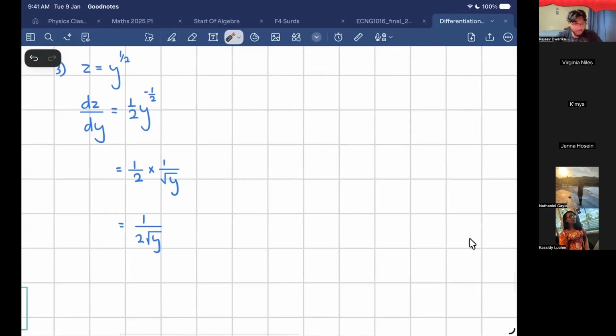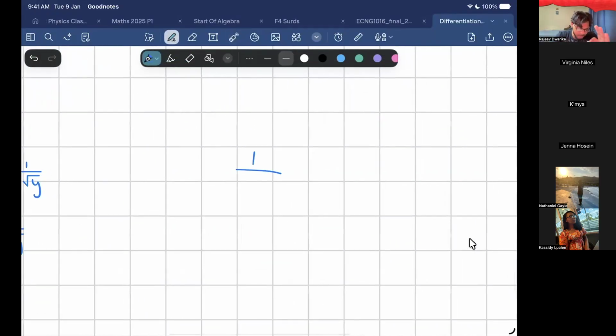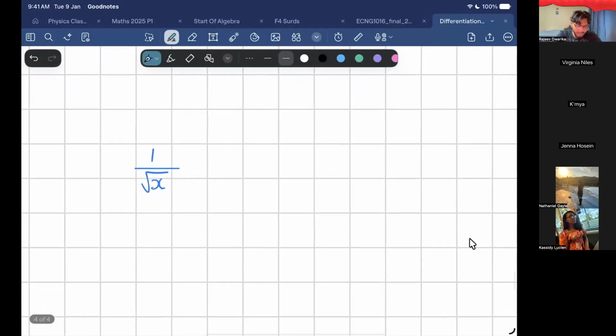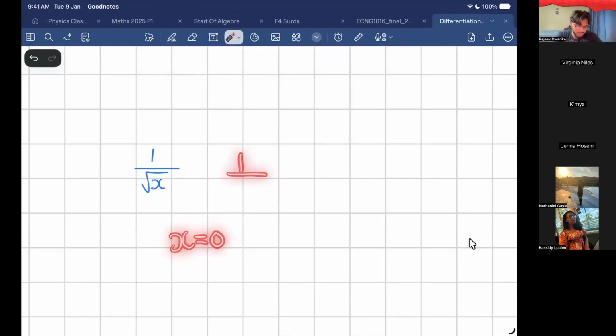Right, let me explain something, and this will make so much sense for you all. Stay with me, guys. If I have something like 1 all over the square root of x, by having the square root of x in the denominator, I am restricting some elements in the domain. Let me explain what I mean. Can we divide by 0? No, sir. So if I have 1 over root x at x is equal to 0, what happens to my function?